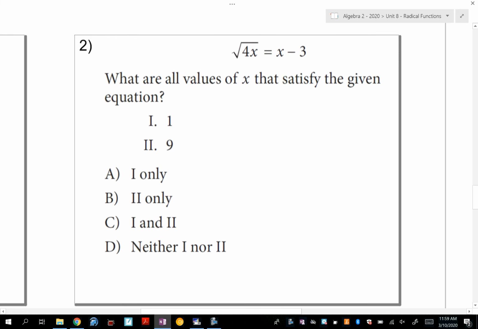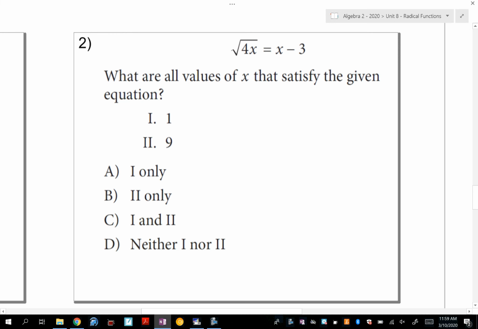Number 2 says, what are the values of x that satisfy the given equation? Now, I notice that the radical is isolated. So I can go ahead and square both sides. When you square the square roots, that becomes 4x. Now here's where most of the mistakes are made. Most students messed up right here. This is x minus 3 squared.